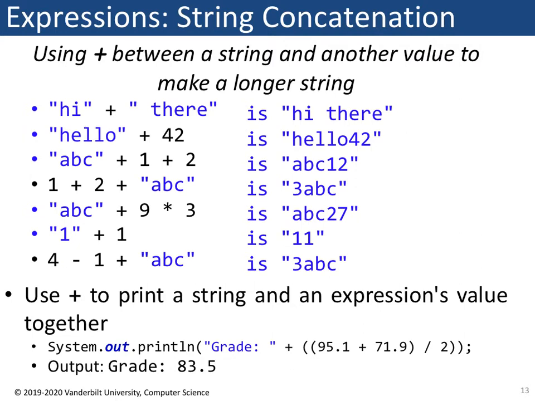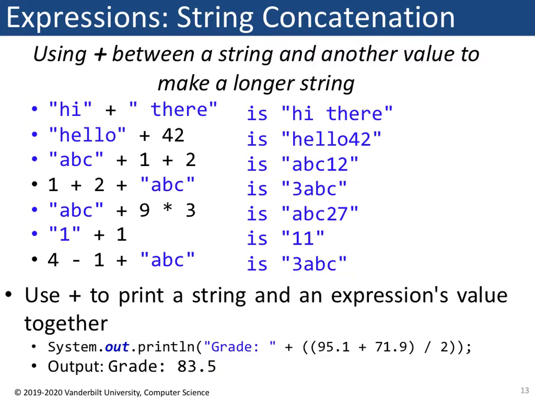And finally, we have 4 minus 1 plus "ABC". So we have a minus and a plus. Minus and plus have the same precedence, so therefore we evaluate left to right. 4 minus 1 is 3 because they are both integers, so the result will be an integer as well. 3 plus "ABC". "ABC" is a string, therefore the result of integer plus string will be string. 3 plus "ABC" is going to result in "3ABC".